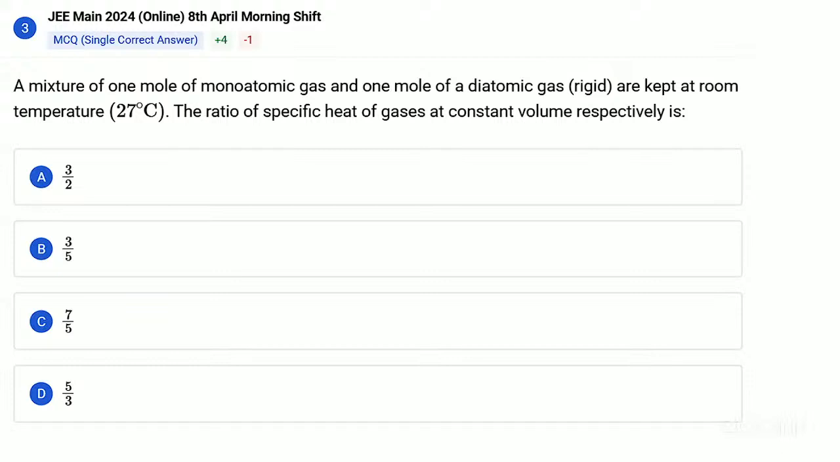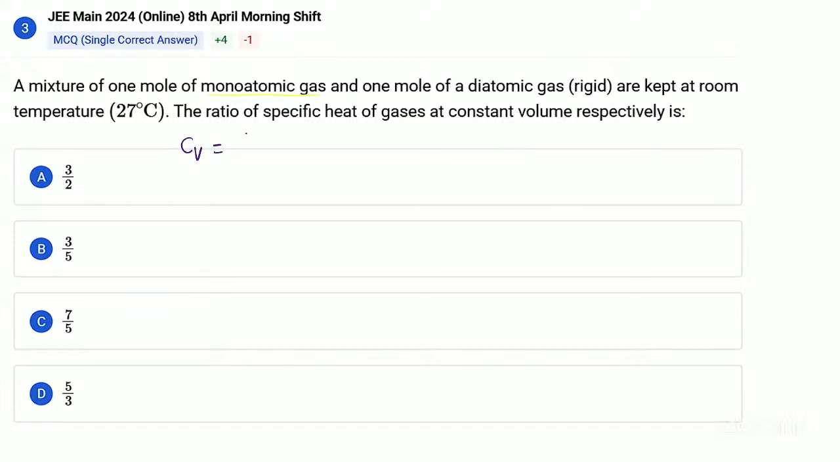A mixture of 1 mole of monoatomic gas. देखो 1 mole है monoatomic gas है. And 1 mole of diatomic gas are kept at room temperature. The ratio of specific heat of the gas at constant volume.